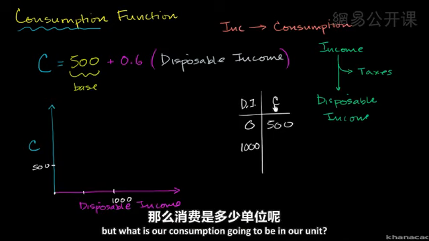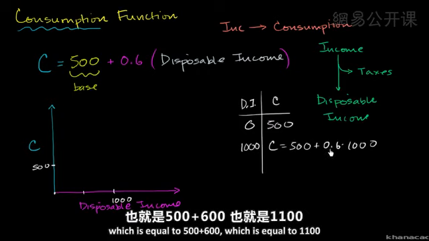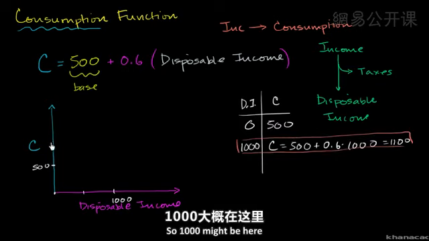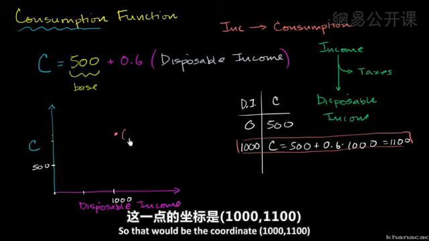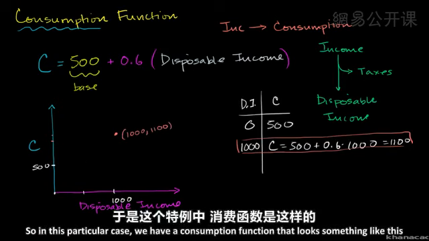Well, what is our consumption going to be in our units? Well, our consumption is going to be equal to 500 plus 0.6 times this 1,000, which is equal to 500 plus 600, which is equal to 1,100. So this might be 1,000 in this axis, so this would be 1,100, to this point right over here. So that would be the coordinate 1,000, 1,100.